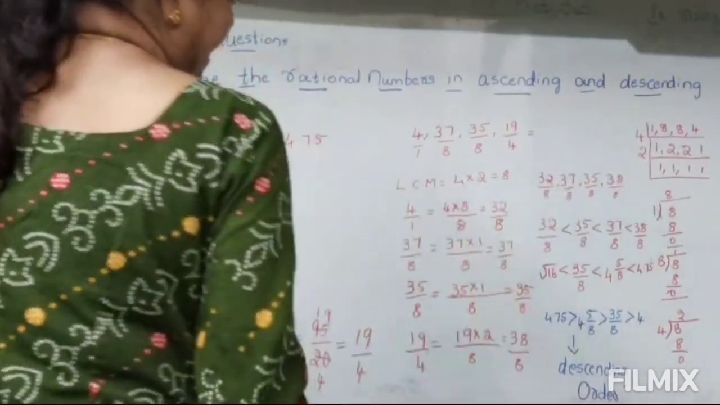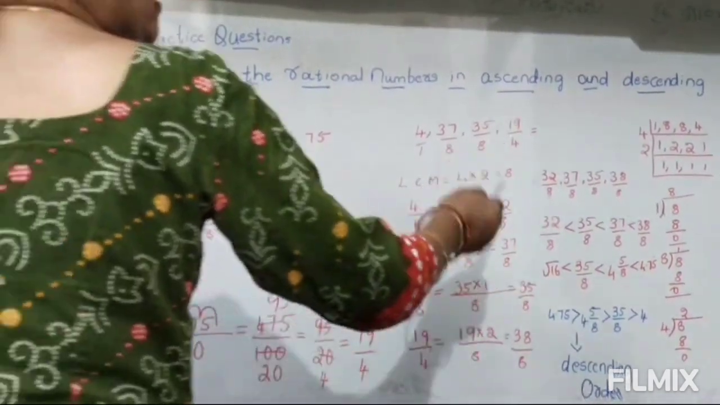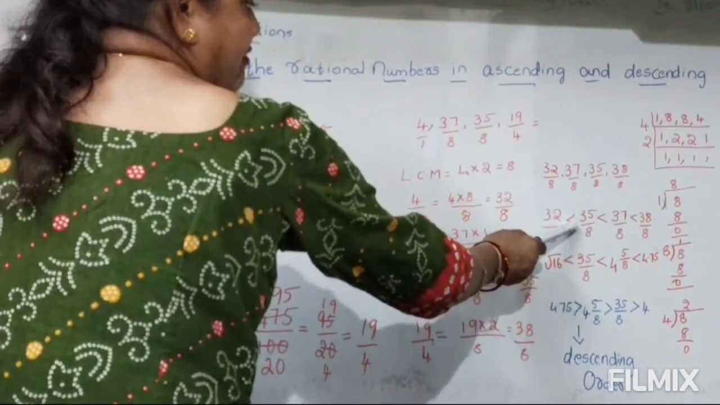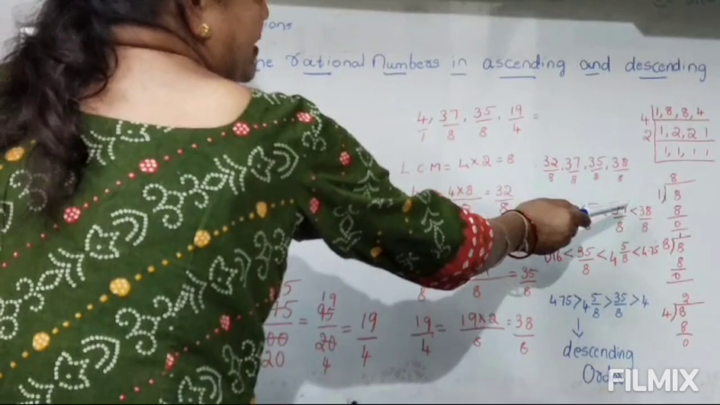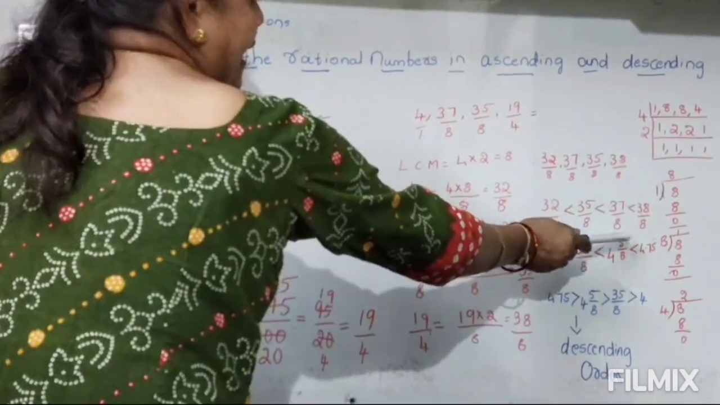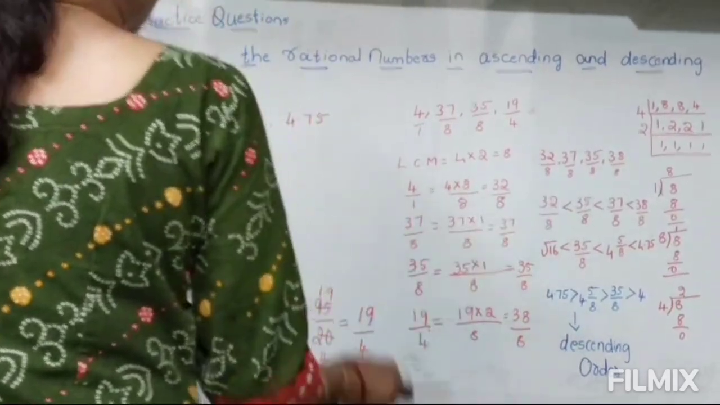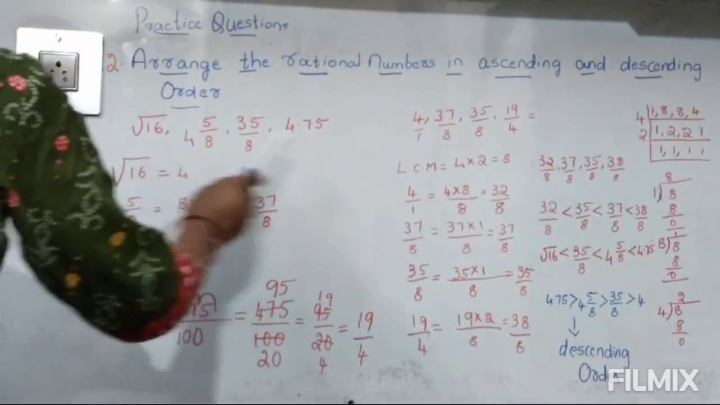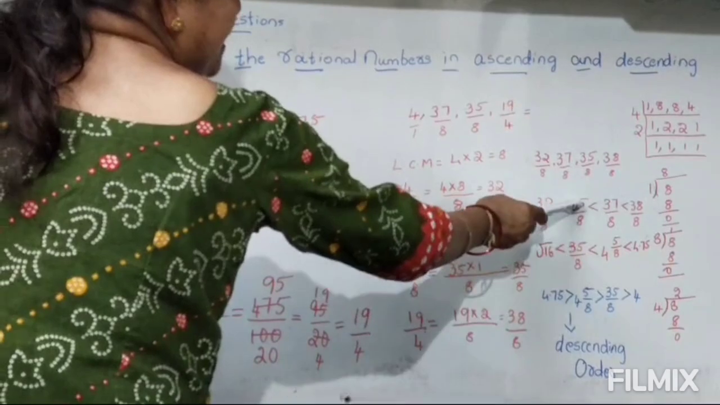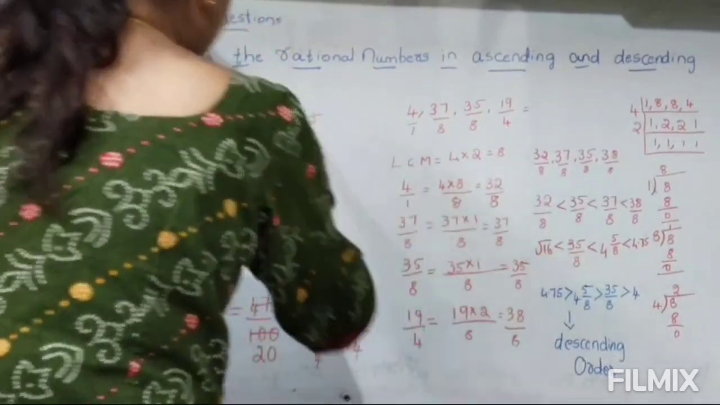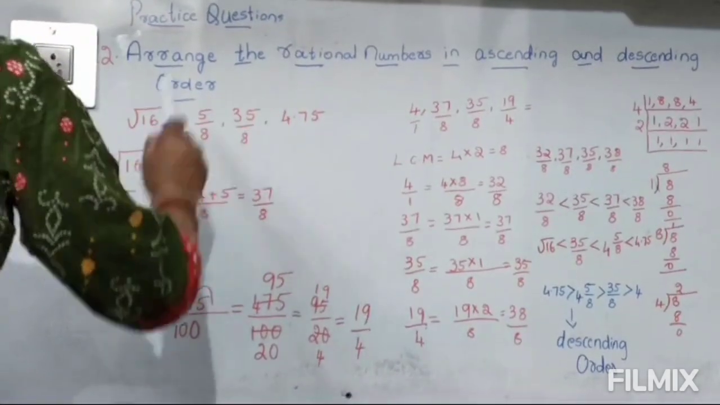Write down everything. Now write down the ascending order. That is 32 by 8 is less than 35 by 8, which is less than 37 by 8, which is less than 38 by 8. What is that 32 by 8? It is nothing but root 16, isn't it? Root 16. What is that 35 by 8? It is nothing but 35 by 8 itself. The same thing is in the question itself.